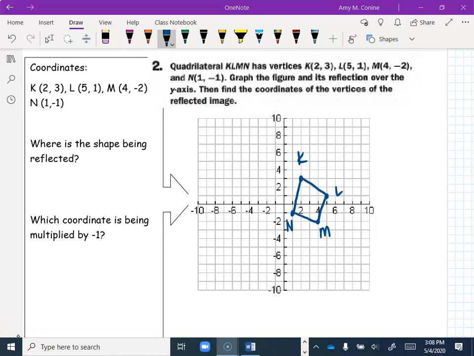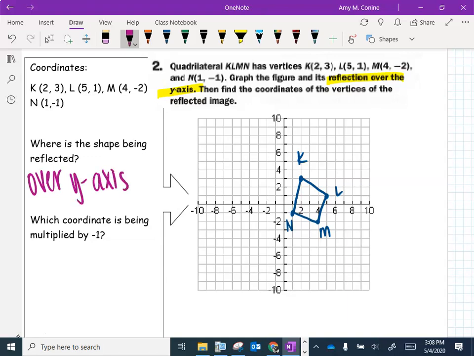Okay, so you should have something that looks like that. So we've graphed it, and now it's saying that we need to reflect over our y-axis. So where is the shape being reflected? It's going to be over your y-axis, which is this left to right piece. So if we were thinking about the multiplying, which coordinate would be multiplied, it would be our x coordinate, because that's what's changing from left to right.